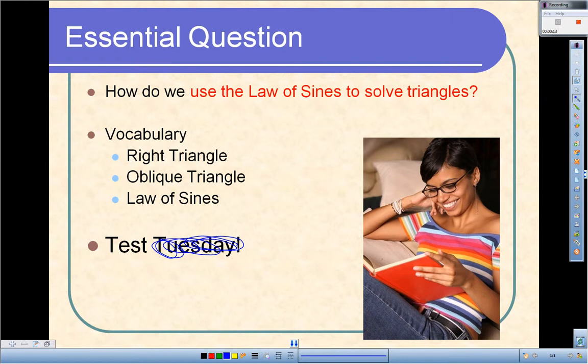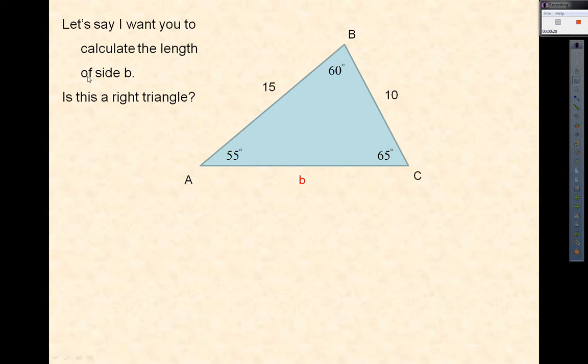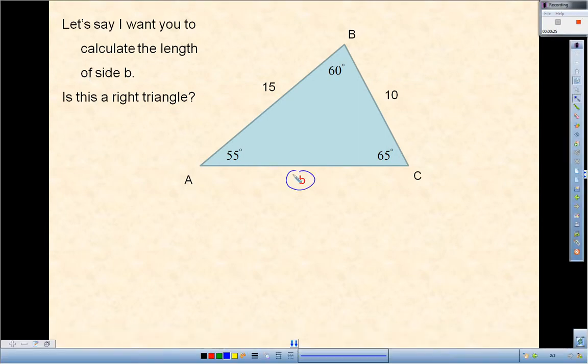Okay, let's go ahead and look at a problem, a triangle. And let's say I want you to calculate the length of side B. So there's my side B. Well, the issue I have is, is this a right triangle? The answer is no. So since this isn't a right triangle, I can't use my traditional trig ratios.